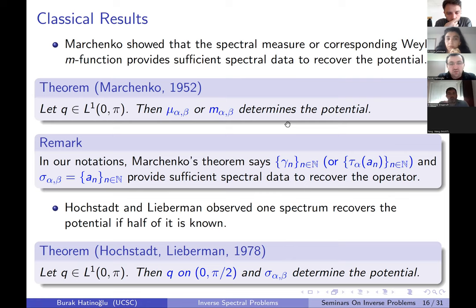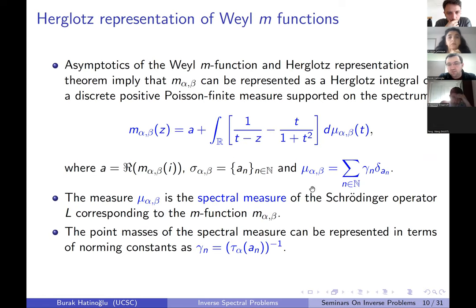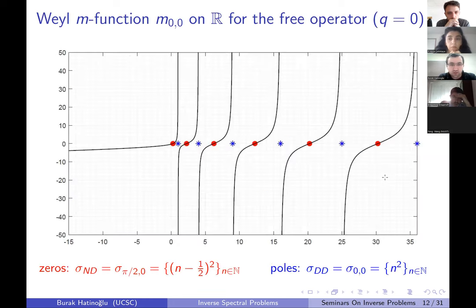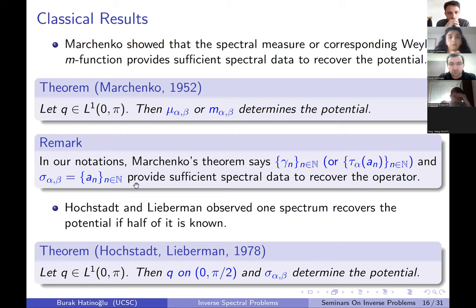And here, the spectral measure or the M function determines the potential uniquely. If we recall how we represented the spectral measure, we can also state Marchenko's theorem as follows. The norming constants, or the point masses of the spectral measure, and one full spectrum uniquely determine the potential. Very quickly, let me recall. This is how we represented the spectral measure, and we said that the point masses can be given in terms of norming constants, and the spectral measure is supported on the spectrum. So therefore, we can read Marchenko's theorem as follows.